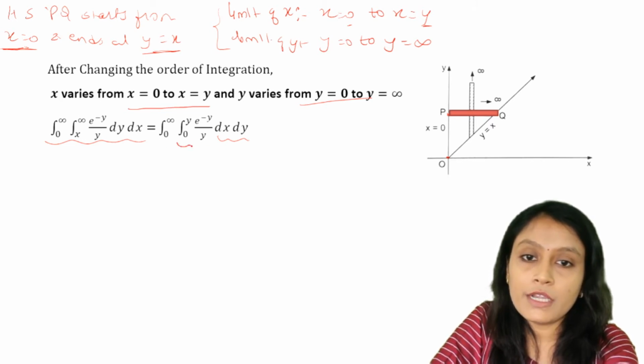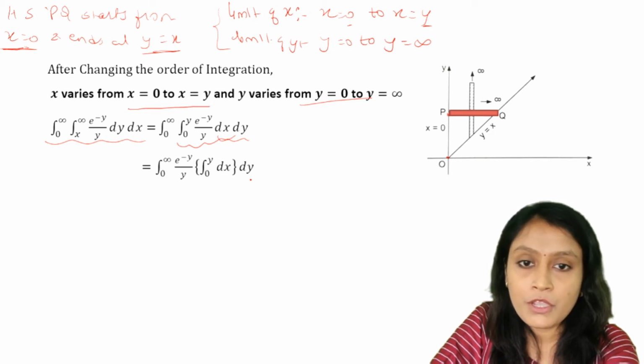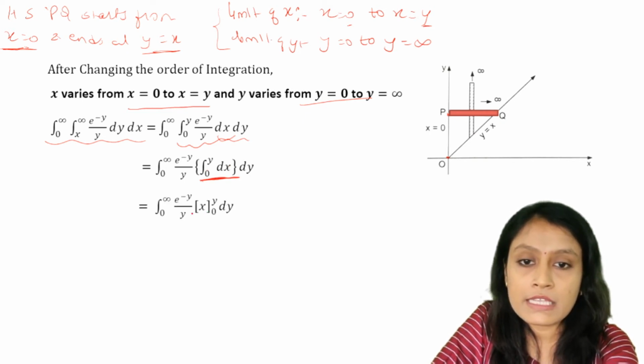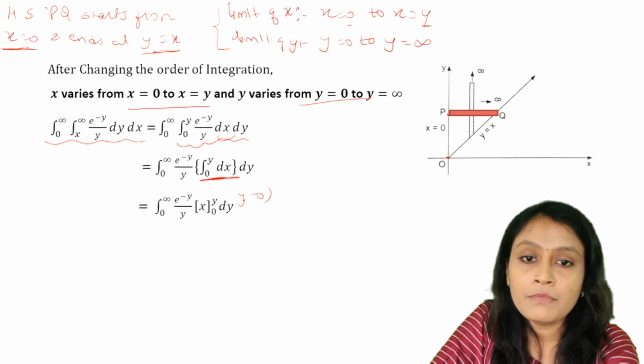Now we will evaluate first with respect to x, keeping y constant. So you get the integral from 0 to infinity, with e raised to minus y upon y taken outside since y is constant. What remains is the integral from 0 to y of dx, and dy as it is. The integration of 1 dx is x. Substituting the limits, you get y minus 0, that is y, so this y gets cancelled. What remains is the integral from 0 to infinity of e raised to minus y dy.